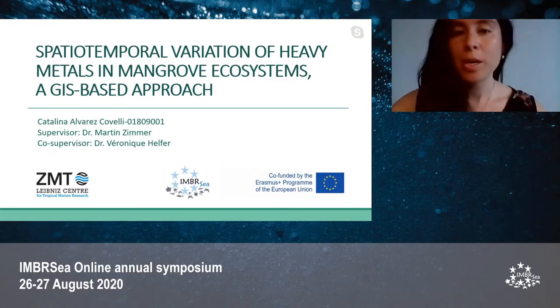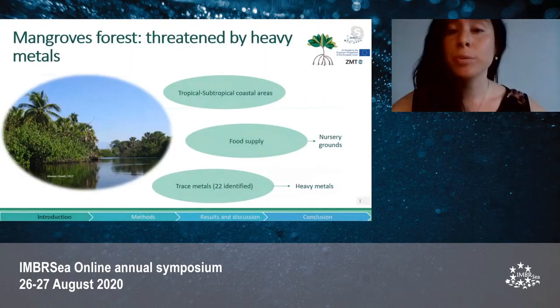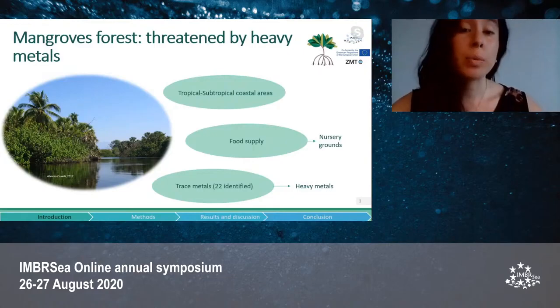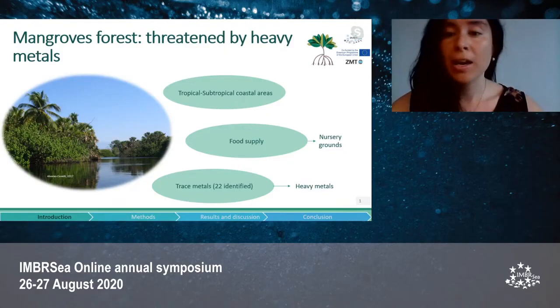Today I'm going to present spatiotemporal variations of heavy metals in mangrove sediment, a global approach. Mangroves are tropical and subtropical ecosystems that are found in coastal areas. They host high biodiversity, they provide multiple ecosystem services, and among these services, one of them is food supply. They act as nursery and breeding ground of important commercial species.